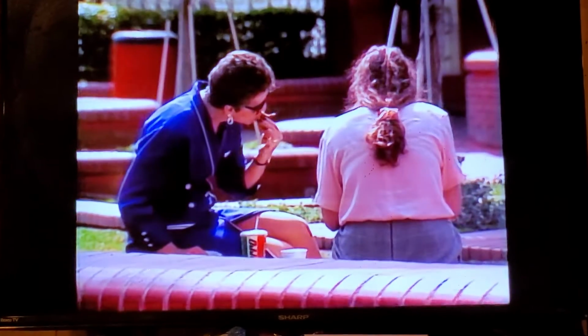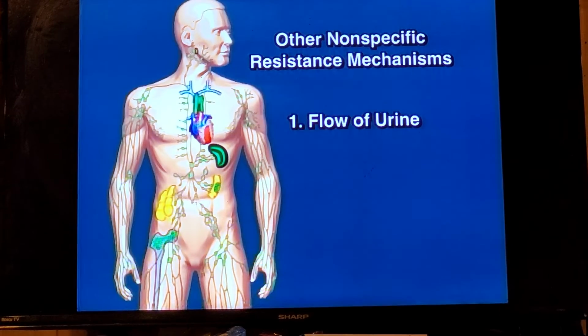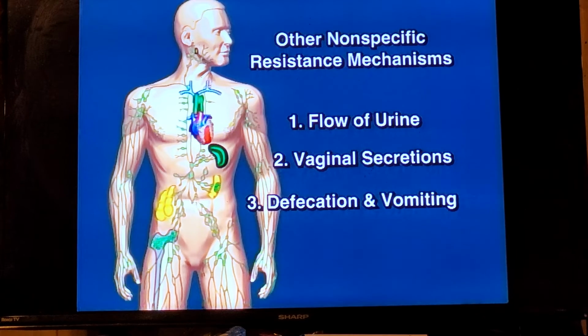Other non-specific resistance mechanisms include: 1. The flow of urine to cleanse the urethra, 2. Vaginal secretions to move microbes out of the female body, 3. Defecation and vomiting to expel microbes, and 4. Perspiration to rinse off microbes from the skin surface and break down some bacteria.